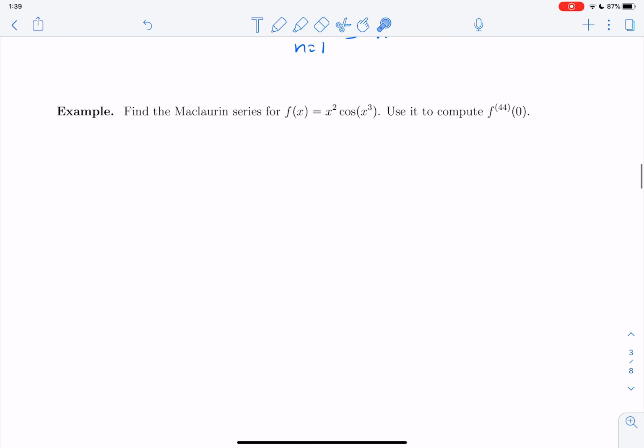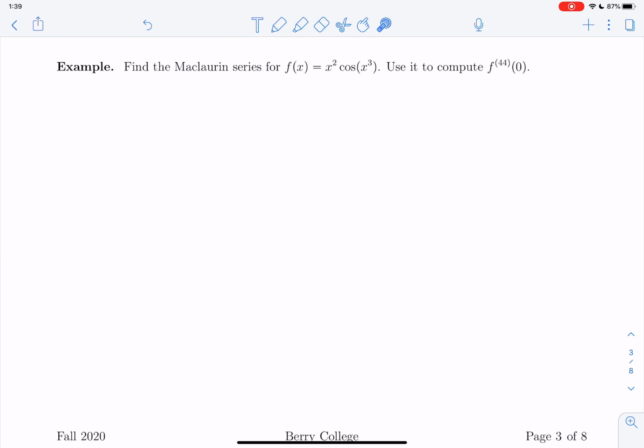We also looked at problems like this, where we had to find a Maclaurin series for something unusual and then use it to compute a derivative at a value. The way to handle this is we find a Maclaurin series for the desired function, which in this case will require a little substitution within the cosine series and then multiplying by x squared, and then we use the Taylor coefficients to figure out what we're looking for.